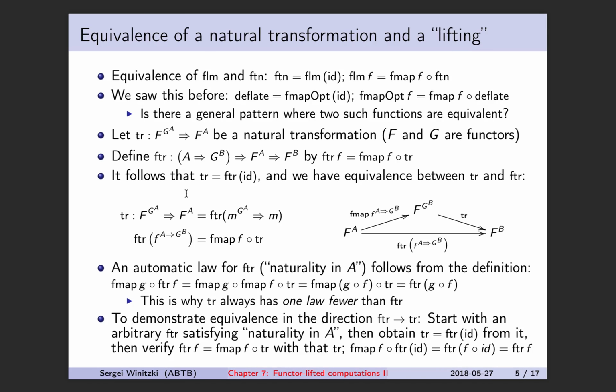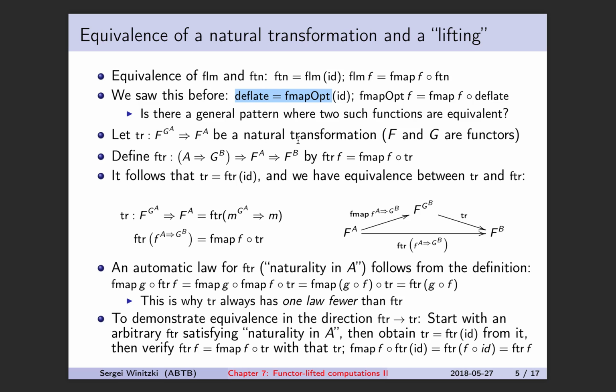I notice that we often have the situation when two functions are computationally equivalent, and one of them is a natural transformation and another is a kind of lifting. And they have equations that express one through the other and back. And we had the same situation with deflate and fmap opt in the previous chapter.